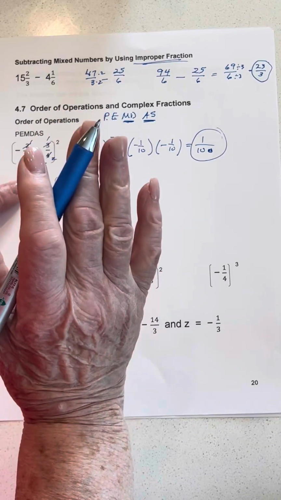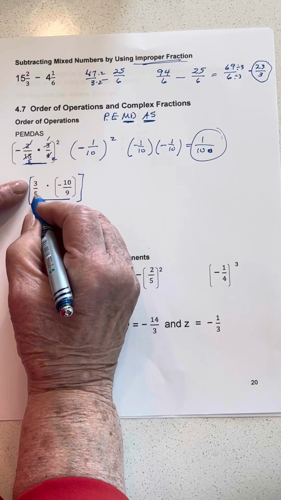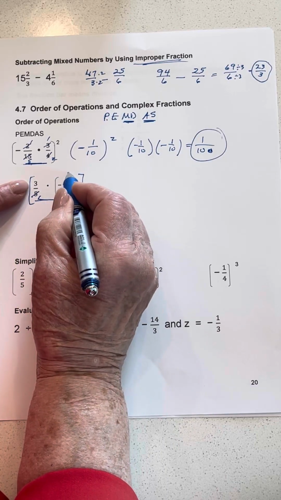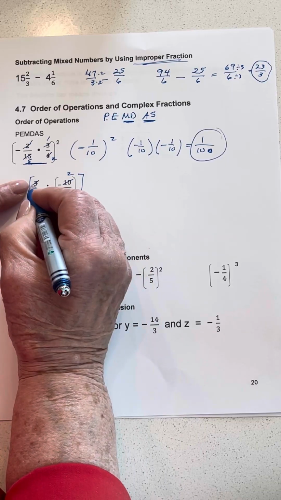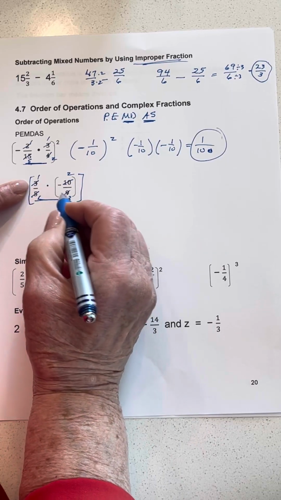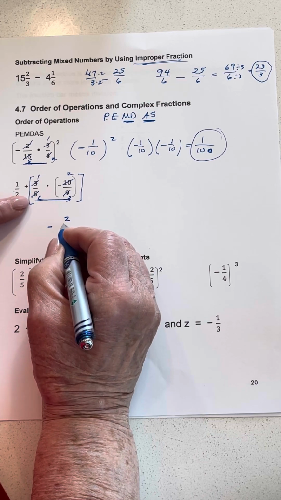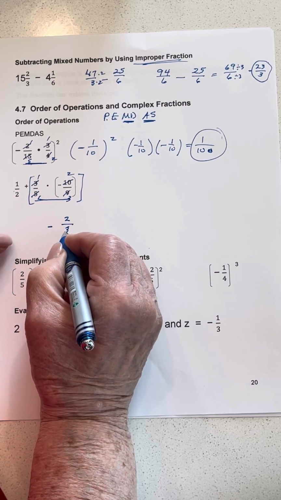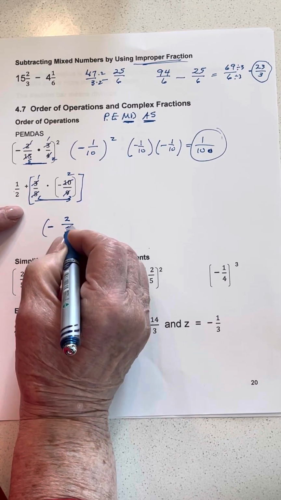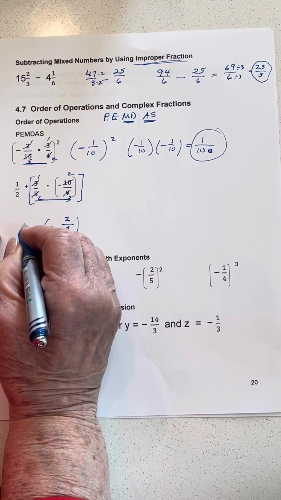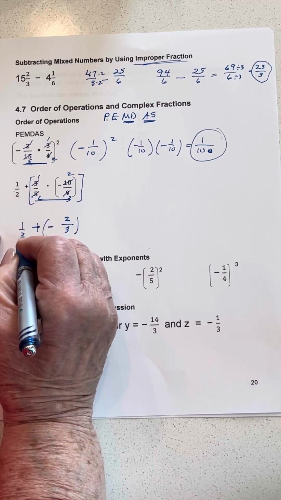And I'm always looking for cancellations, so I can divide this numerator and this denominator by 5. I can divide this numerator and this denominator by 3. And now I have 2 for the numerator, 3 for the denominator, and it is negative. And we're going to multiply it. No, we're going to add it. Sorry about that. We're going to add it to 1/2.